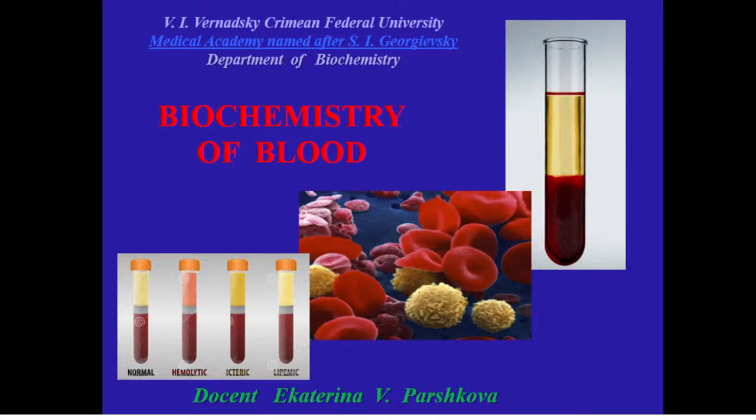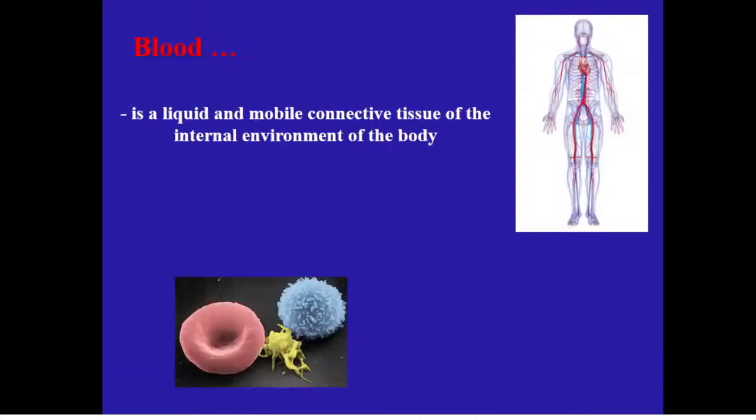Today's topic is biochemistry of blood. At first, let's make a definition. What will we talk about? Blood is a liquid and mobile connective tissue of the internal environment of our body. It is circulating in blood vessels that are connected with the central pump, our heart, and supply us with all necessary substances.